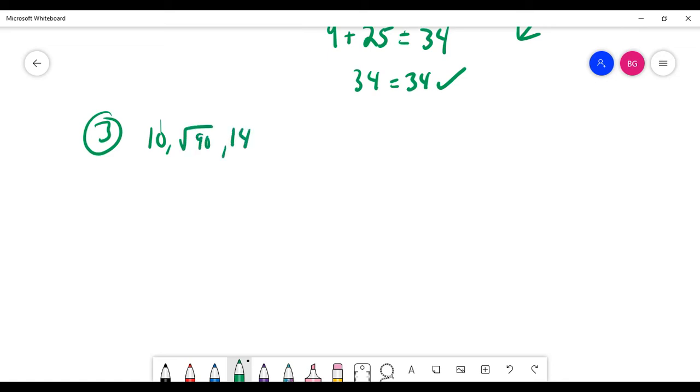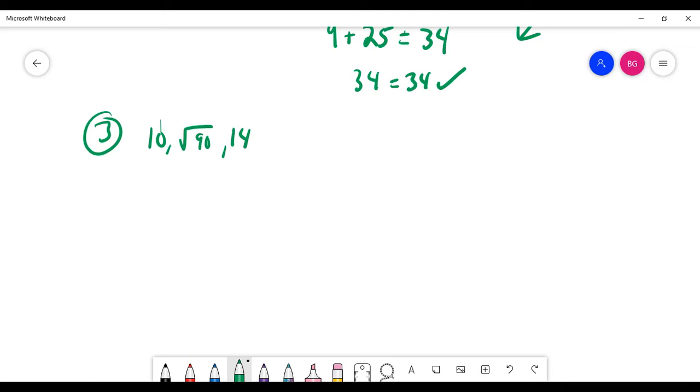So figure out if a triangle with these 3 sides would form a right triangle based off this list of numbers. Remember, the longest side is the hypotenuse. When you think you got it, go ahead and resume the video. All right, so here we go.